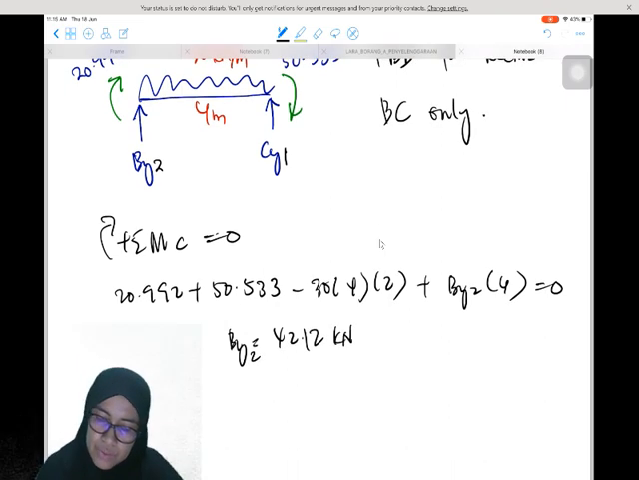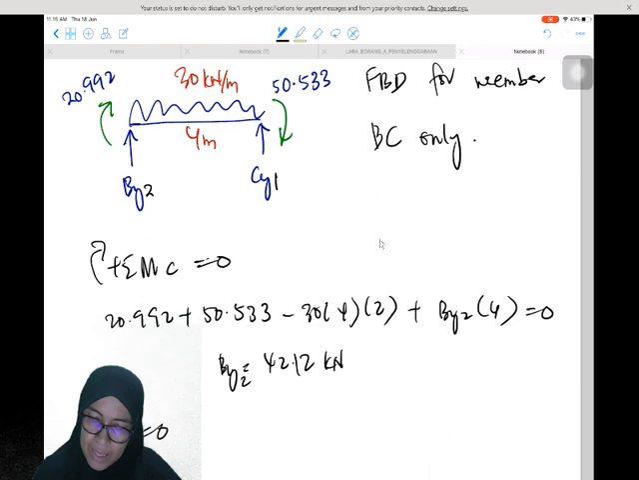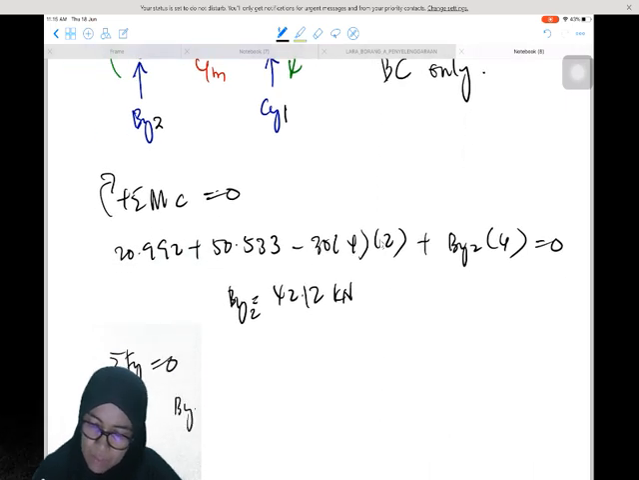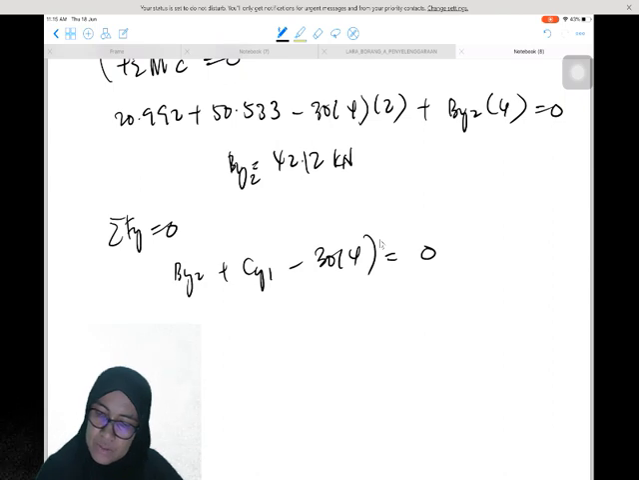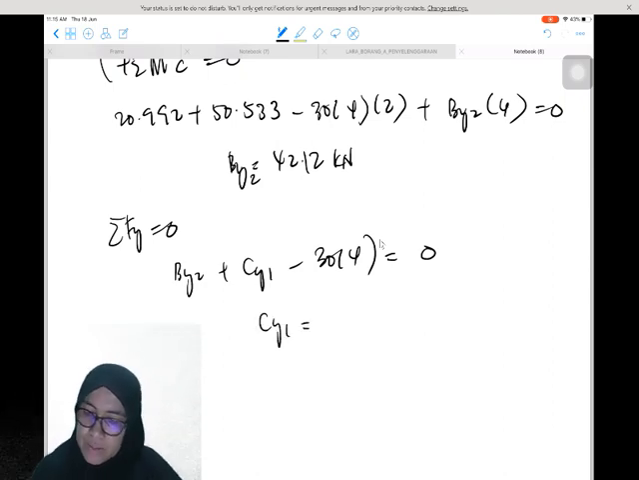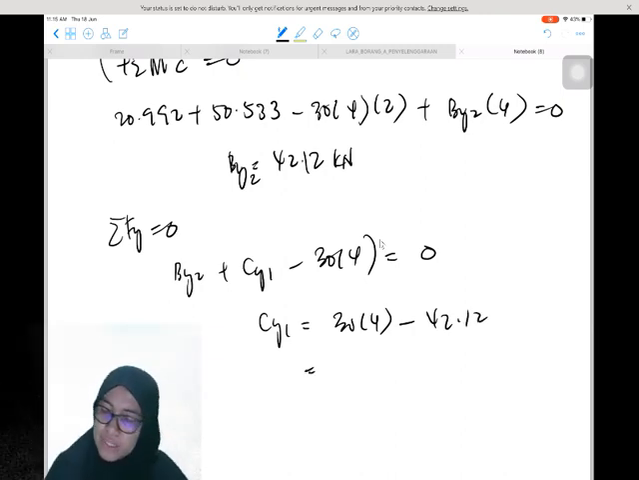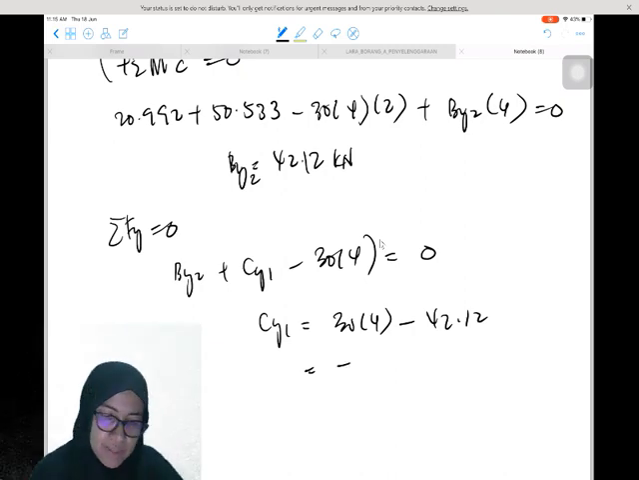Using total Fy equal to 0, we get BY2 plus CY1 minus 30 times 4 equal to 0. So CY1 equals 30 times 4 minus 42.12, which is 120 minus 42.12, equal to 77.88 kilonewton.